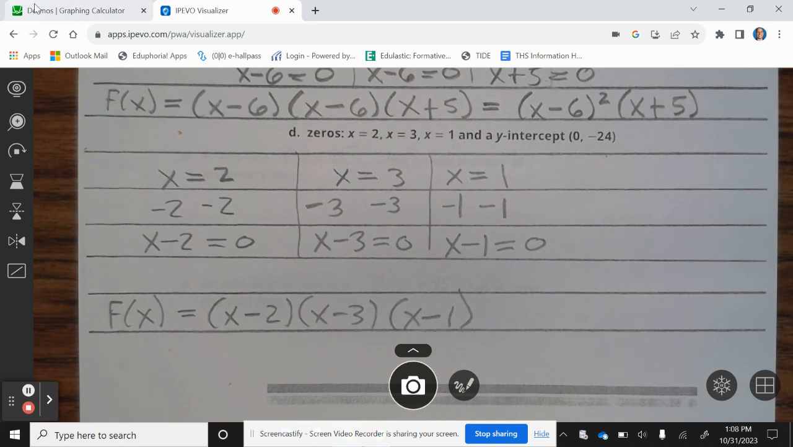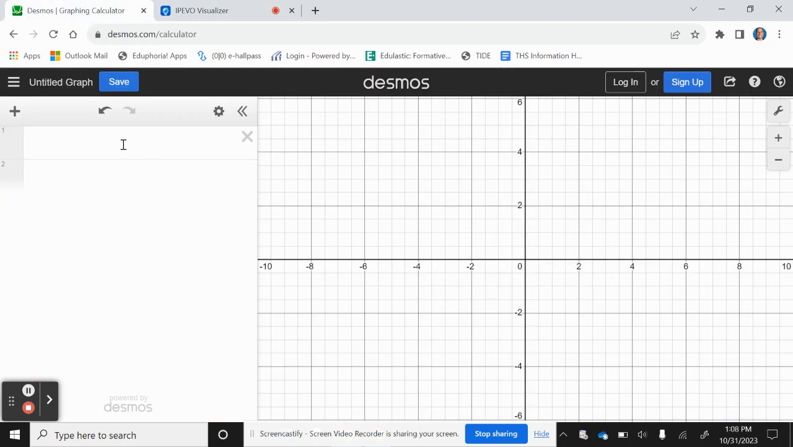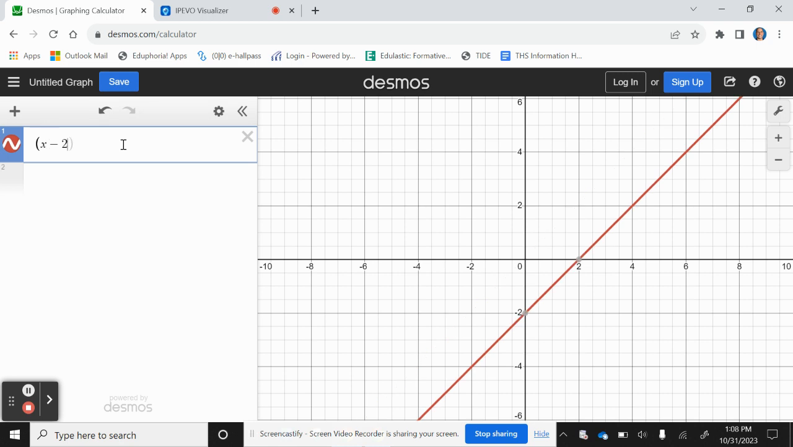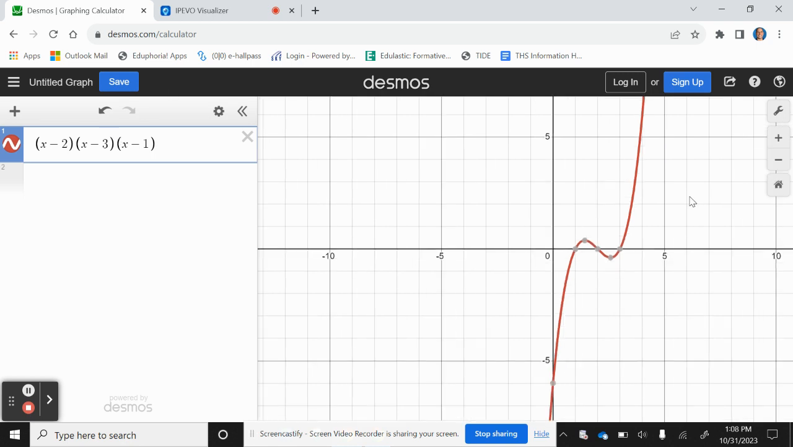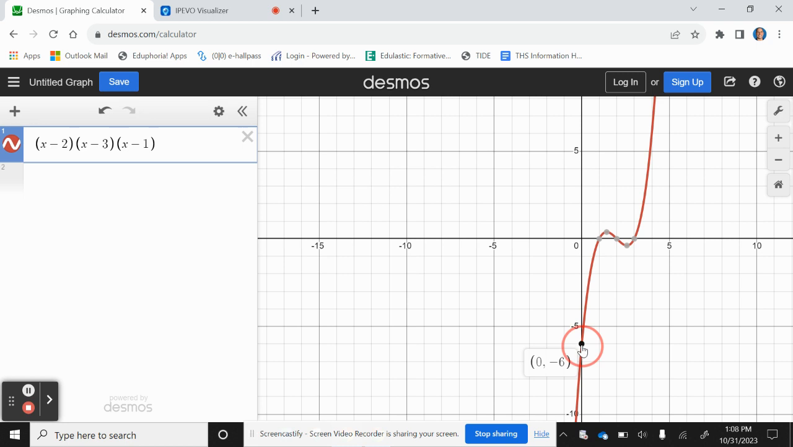All right. Now let's go ahead and graph that in Desmos. And x minus 2, parentheses, x minus 3, parentheses, x minus 1. And let's verify that our y-intercept is 0, negative 24. It's 0, negative 6. So we need to find a way to make that 24. So we need to multiply the function. So we need to multiply negative 6 times 4, which gives us negative 24.